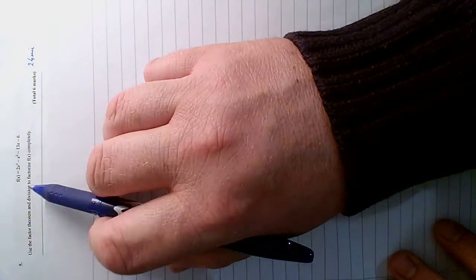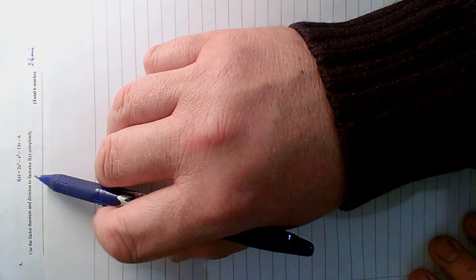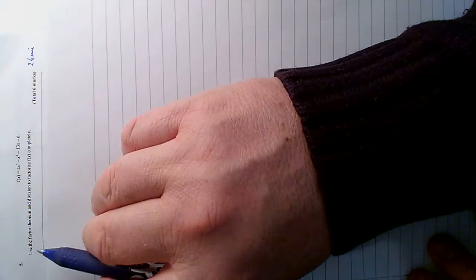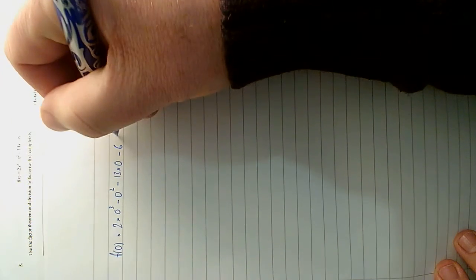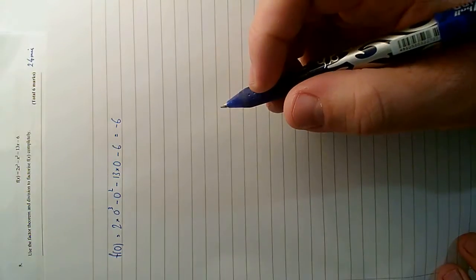In question 5, we're asked to use the factor theorem and division to factorise a cubic expression completely. So it's important to use the factor theorem, and we do that by substituting values in to try and find where the expression is equal to 0. So we might start with f of 0. That will give us 2 times 0 cubed minus 0 squared minus 13 times 0. So all of those terms will be 0, but we've got a minus 6. So that's not equal to 0.